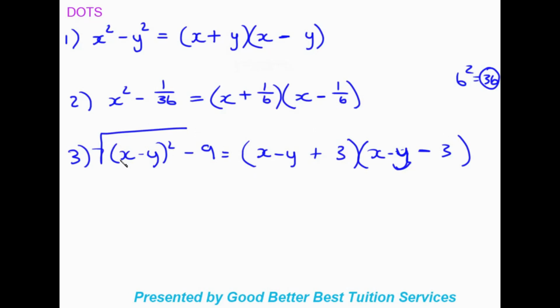So it wasn't a case of timesing out this and then getting that, okay? We just need to square root the bracket. What that ultimately did was get rid of that square, and we're just left with that x minus y. So it's really not that complicated when it comes to brackets. Don't get intimidated by it. That's all we need to do.